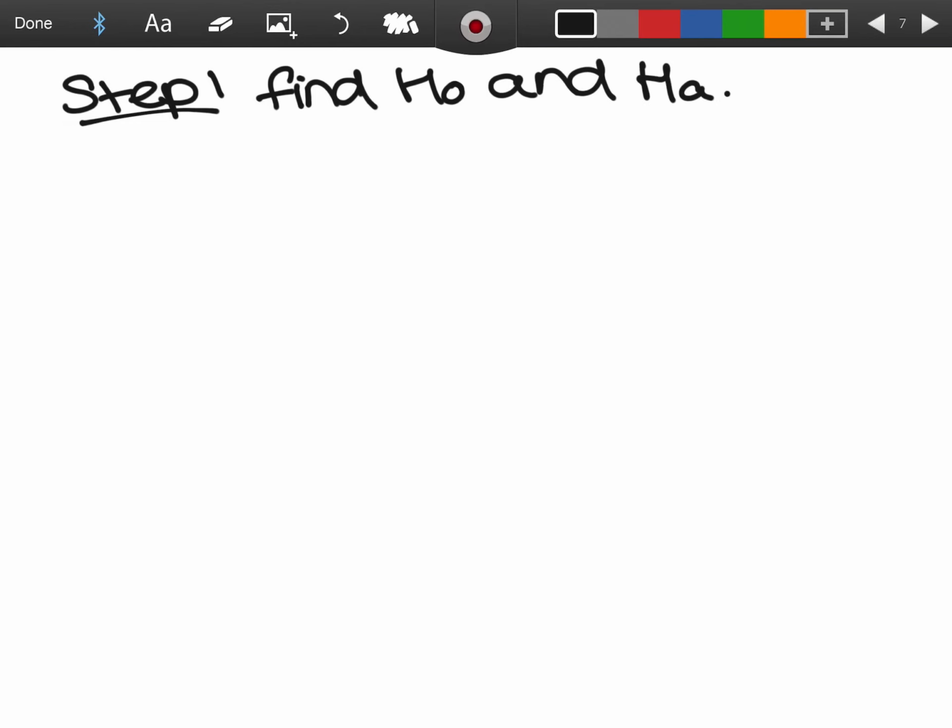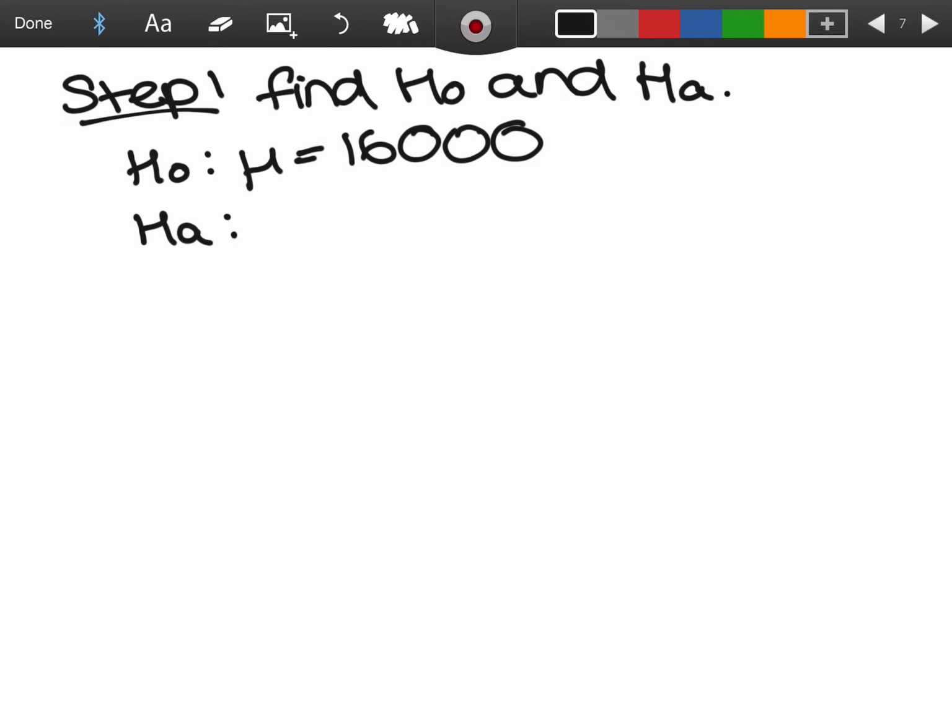Okay, we want to see what we're actually testing. So our null hypothesis states that the current mean life is 16,000 hours. But the alternative hypothesis, he believes that with what he's done here, the mean is now greater than that. That's what he wants to test. He wants to test whether there is an increase in the life of the chip.